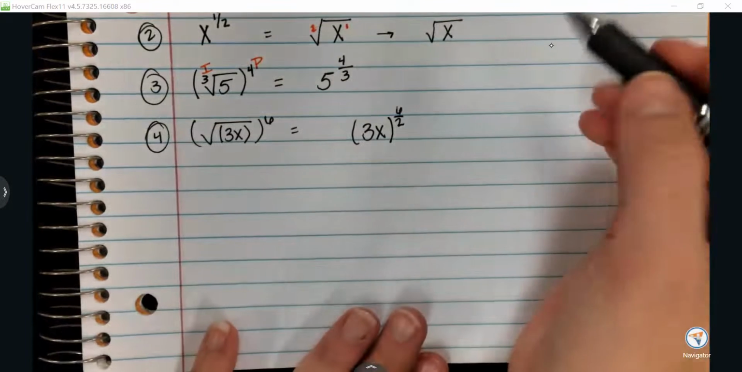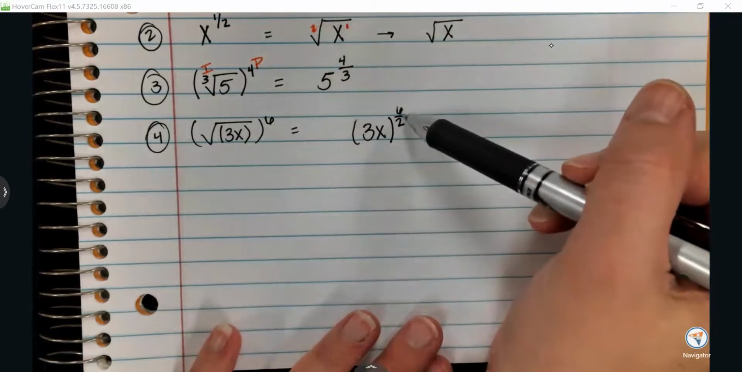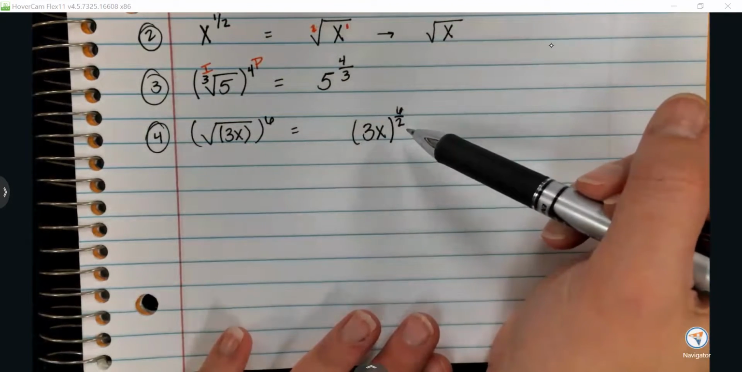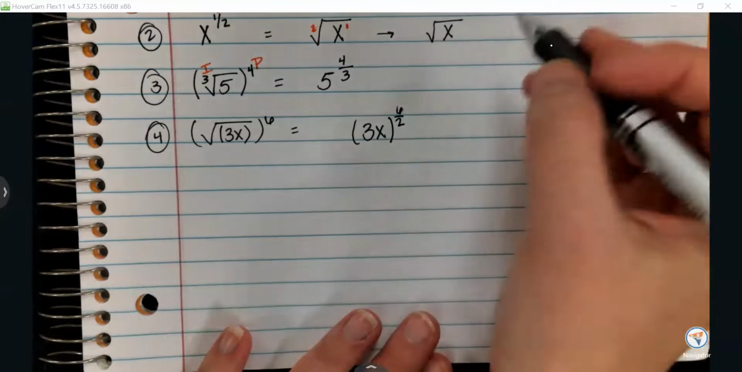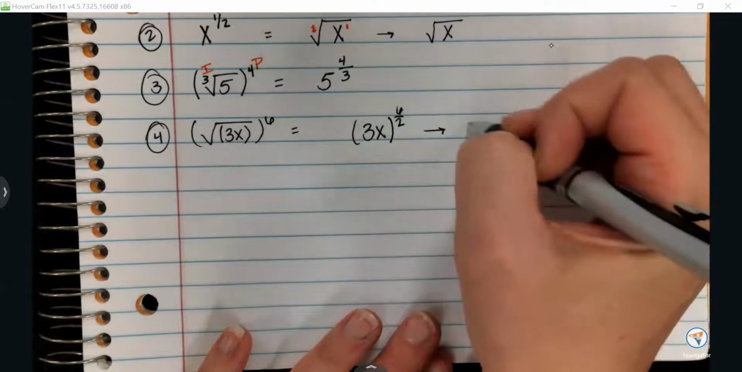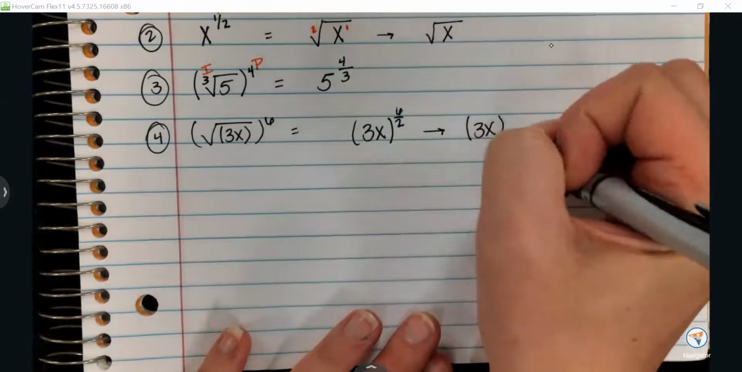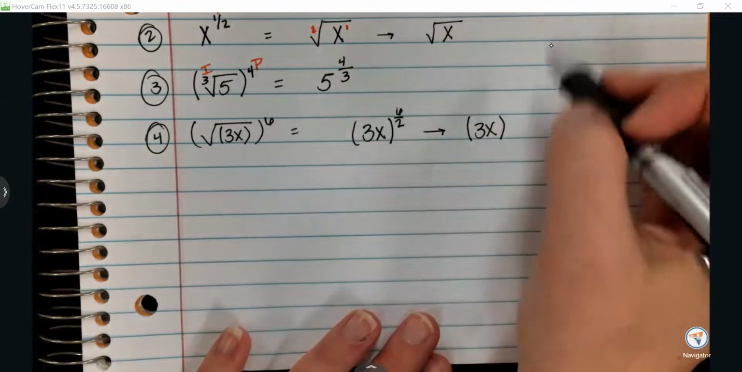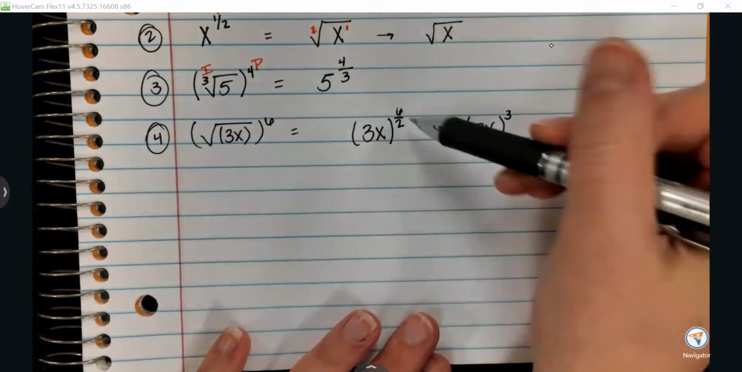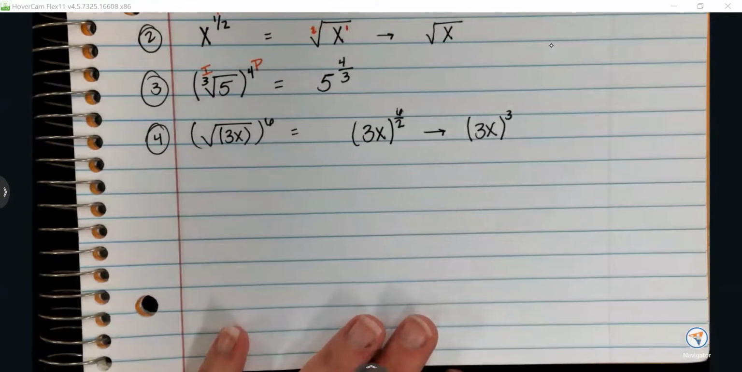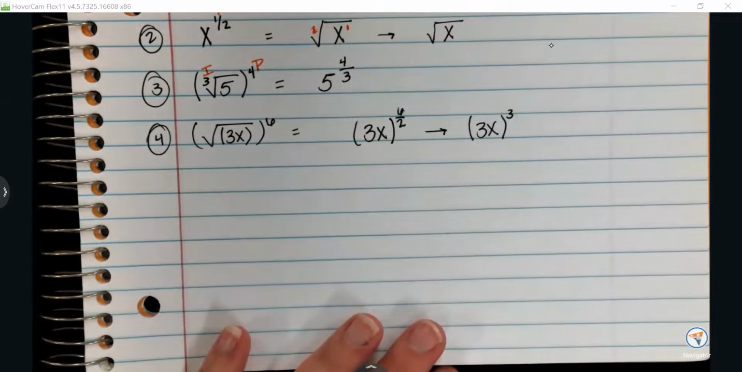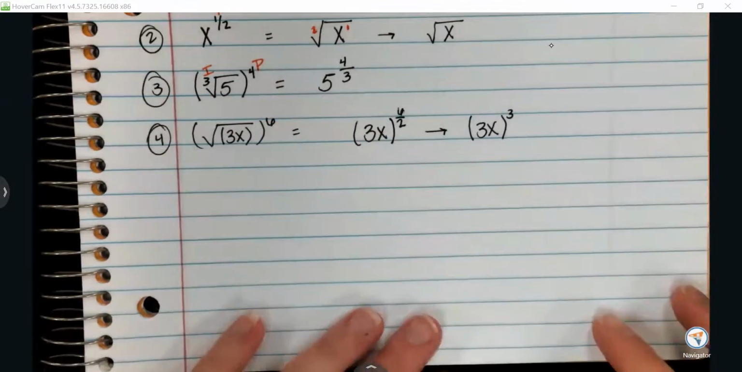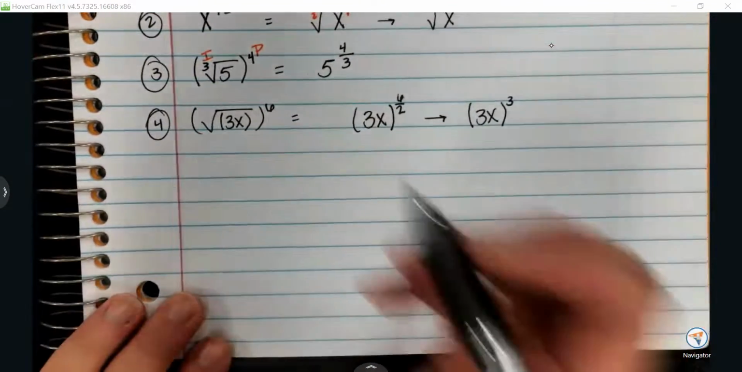Now, here's the tricky part. 6 over 2 is not my good fraction. Why is that not a good fraction? I can simplify it. So what would this actually turn into? 3x to the power of 3, because 6 divided by 2 is 3. Okay. Questions so far? All right, here's the tricky one. So I really need you paying attention.